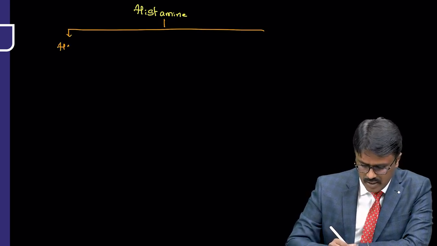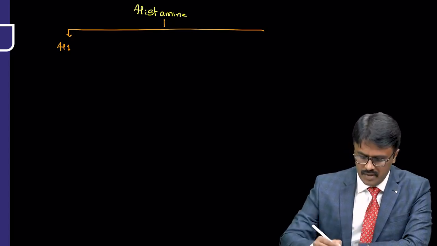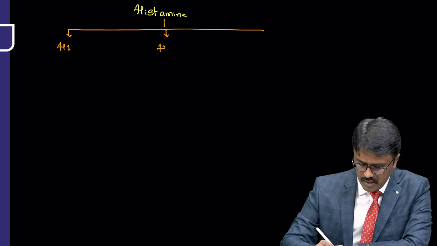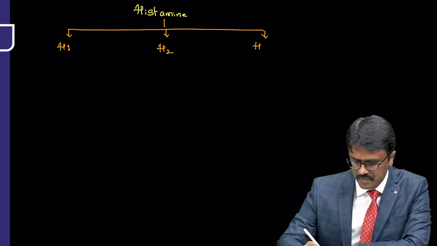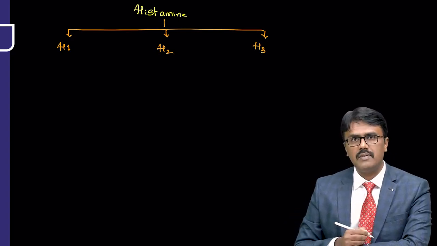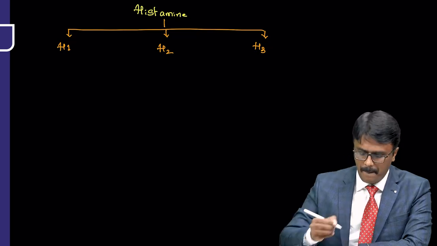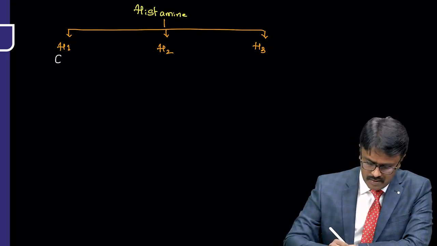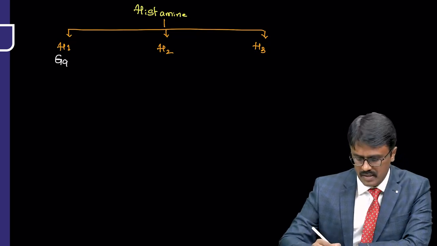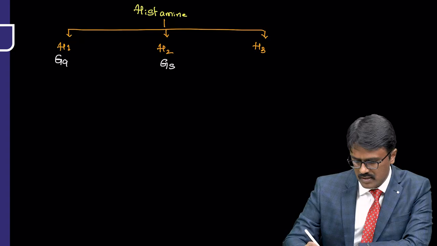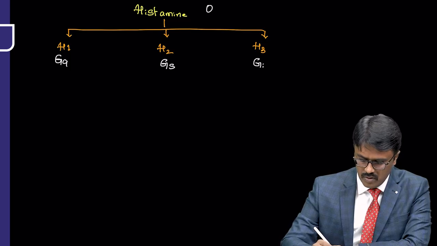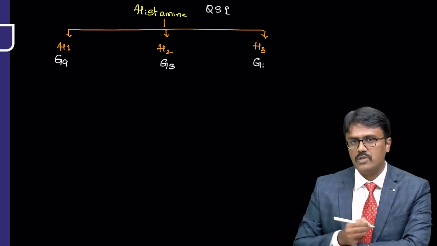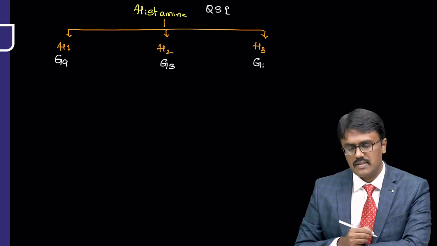It is called H1. Then we have the receptor called H2. And then we have a receptor called H3. Sometimes they can ask you which type of G protein coupled receptor they are. Please remember, this is Gq coupled receptor, this is Gs, and this is Gi. In simple words, you can remember by the mnemonic QSI. So H1 is Q, H2 is S, and H3 is I receptor.